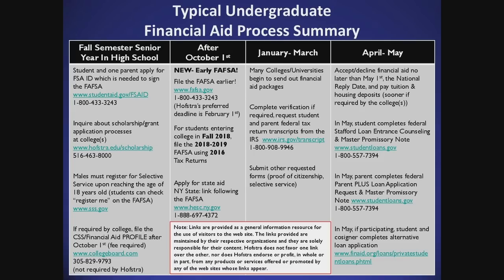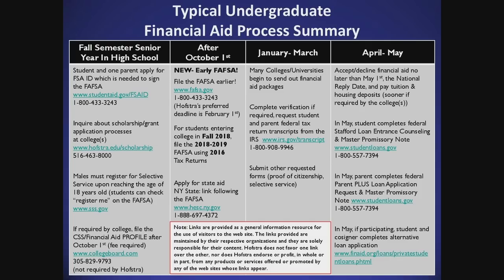January through March, colleges and universities will begin to send out financial aid packages, and you will complete verification if it's required, as well as submitting other requested forms like proof of citizenship or selective service. Between April and May, you're accepting or declining financial aid by no later than May 1st, which is the national reply date, and paying tuition and housing deposits.